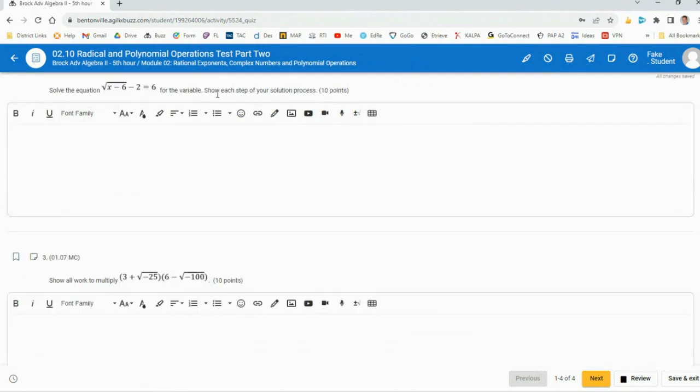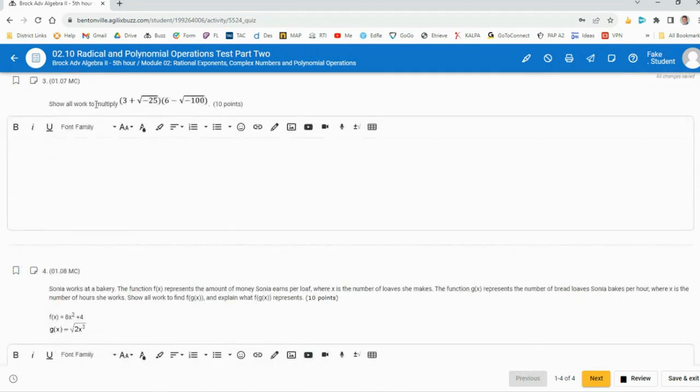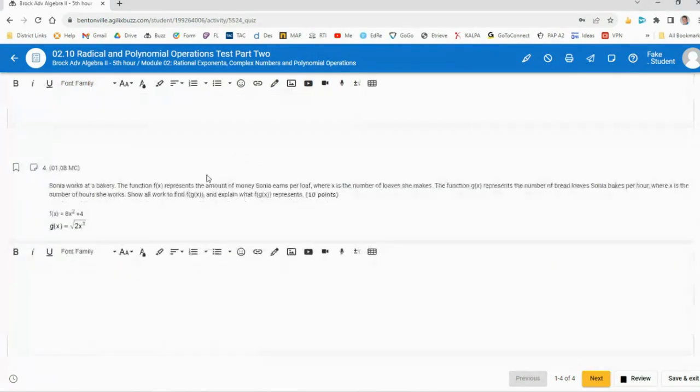Solve this. Show each step. That's important. You got to show each step so I can give you the full 10 points. If you don't show me all the steps, even if you get it right, I'll give you some points. If you don't show me how you got there, I can't give you all 10 points. So solve this. Show the work to multiply these together. So show all the steps. Multiply those two complex numbers.